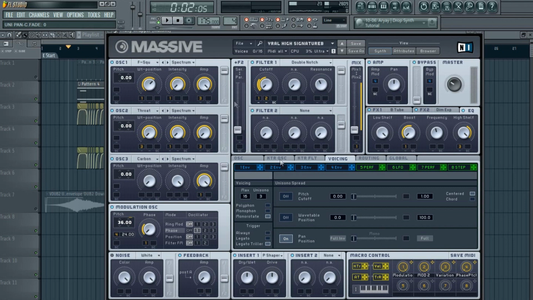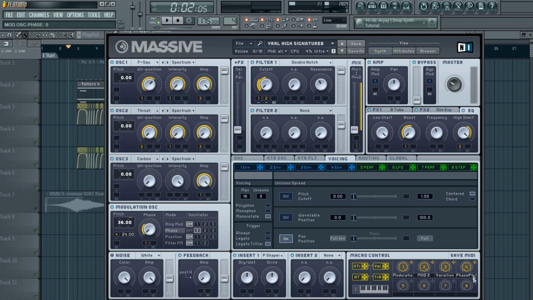So that's it for the basic patch, and now let's look at the main part of the whole patch. The modulation oscillator is what makes this sound happen. So we need to have the phase modulation on for the first oscillator, and the pitch would be 36 semitones above the 0 level, and the phase knob would be all the way towards the left hand side, modulated by the first macro going to somewhere around 30%, from 0 to 30%.